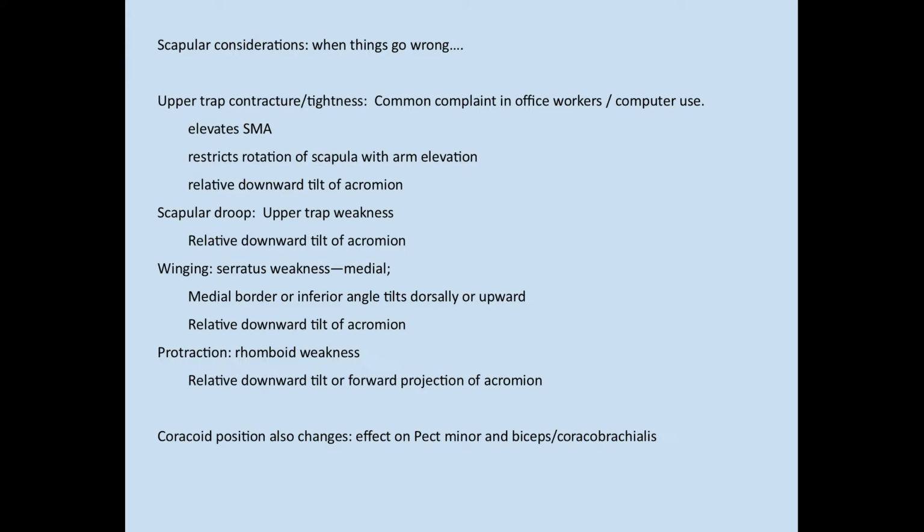Winging can affect the medial border, which indicates a serratus anterior weakness, or can involve an inferior angle winging, which allows dorsal or upward tilting of the scapular body and a relative downward tilt of the acromion. Protraction involves rhomboid weakness, resulting in a relative downward tilt or forward projection of the acromion. As the scapular body is moved, the coracoid position also changes, affecting the position and attachment of the pectoralis minor and the biceps and coracobrachialis.